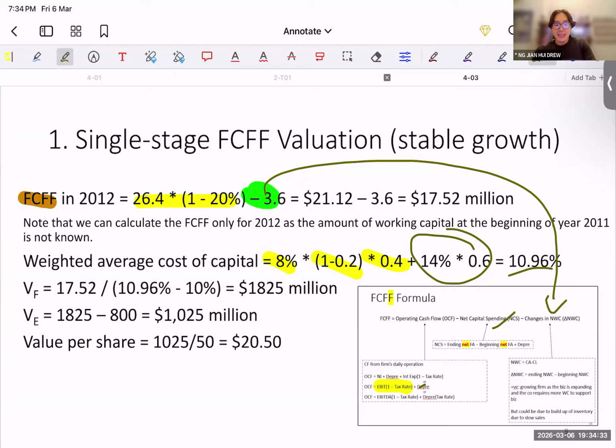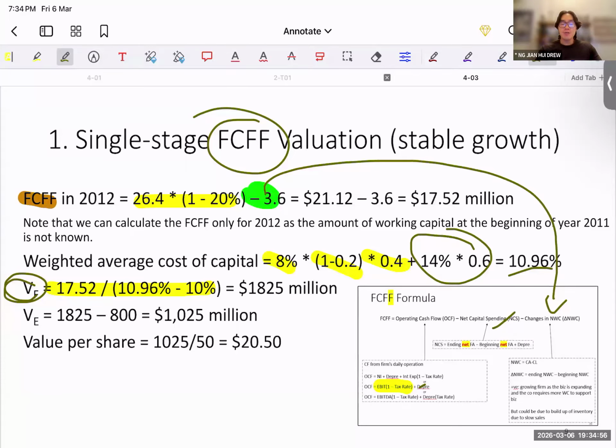Because this is on a stable growth, we know that it's going to grow at 10%. They mentioned that the revenue is going to grow at 10%. So because of this, we use the present value of the growing perpetuity to determine the value of the firm. So this is the value of the firm because we are on FCFF.